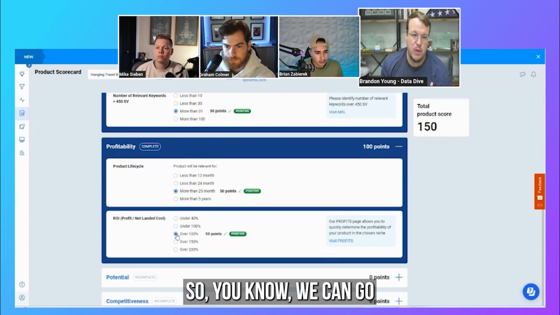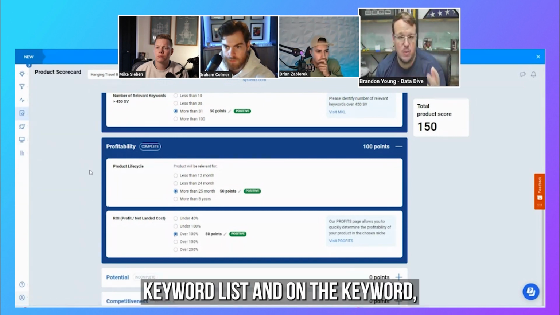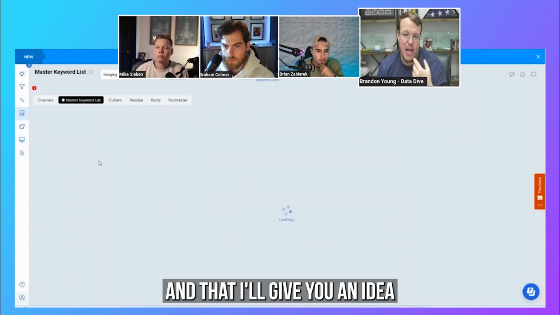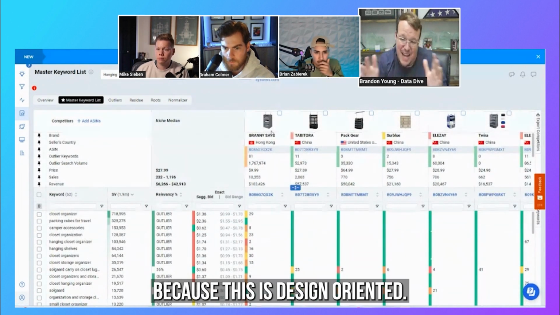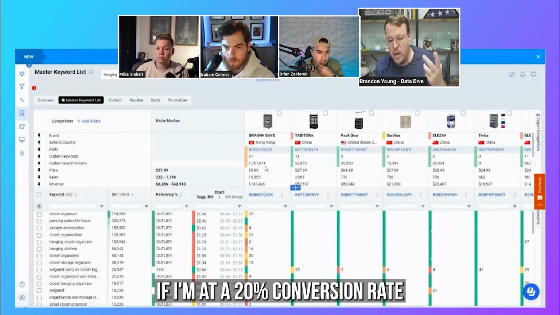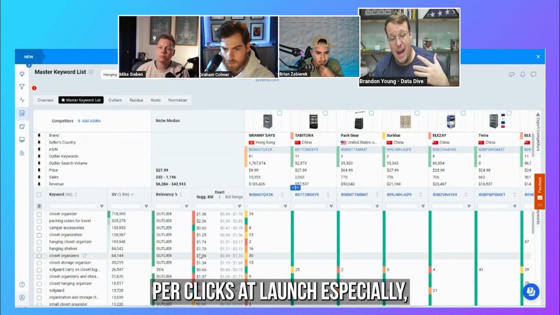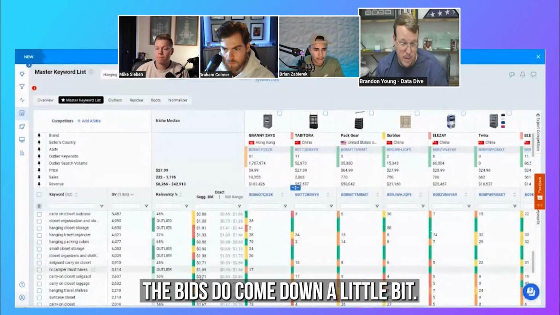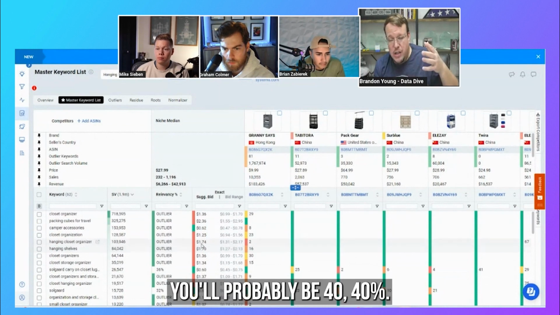Yeah, so we can go look at the cost per click. We provide that on the master keyword list and on the different keyword lists we provide, and that'll give you an idea. If I'm at a 20% conversion rate, because this is design oriented, and I'm paying these types of cost per clicks at launch, especially, and as I come down into the lower search volume, the bids do come down a little bit, but at launch especially, you'll probably be 40%.